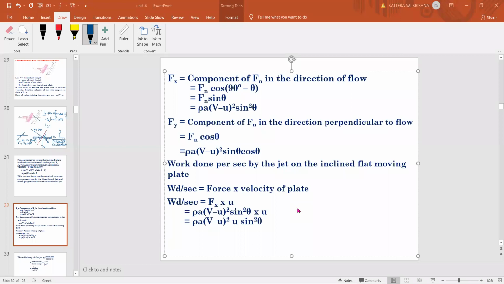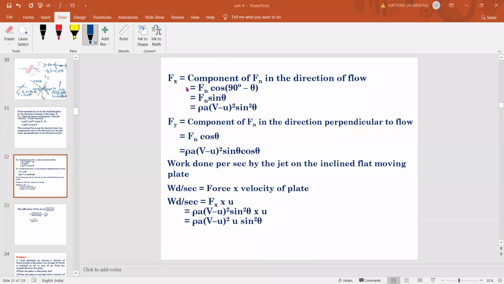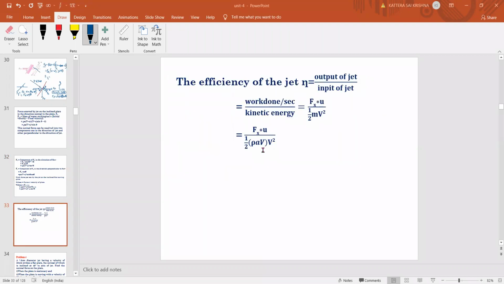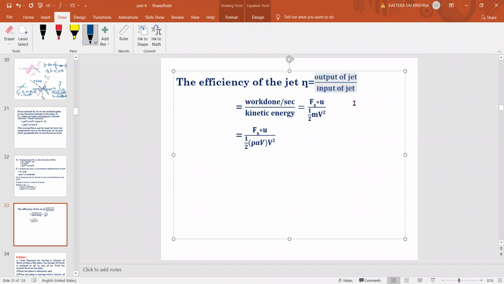Completed, sir. Right. So after finding Fx, Fy, then work done per second, that is Fx into u, we need to find the efficiency of the jet. So already we know efficiency is nothing but output by input. The question asks the efficiency of the jet, so output of the jet by input of the jet. Always the output of the jet is work done per second. The work done by the jet on the plate is nothing but work done per second.